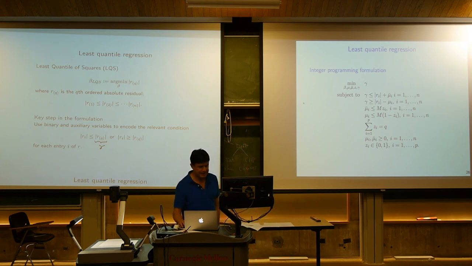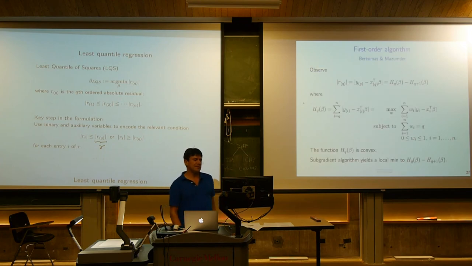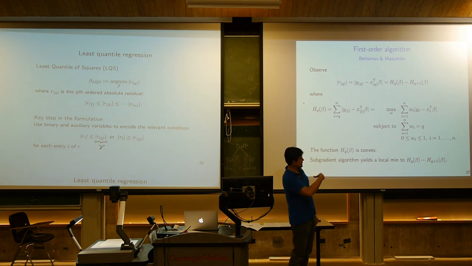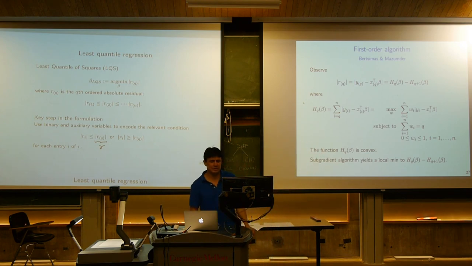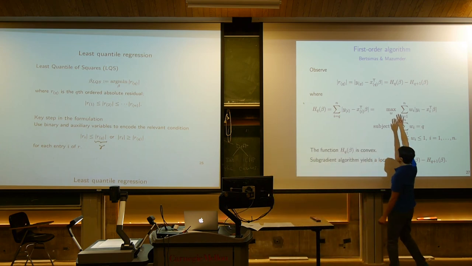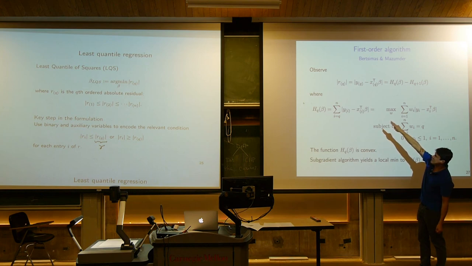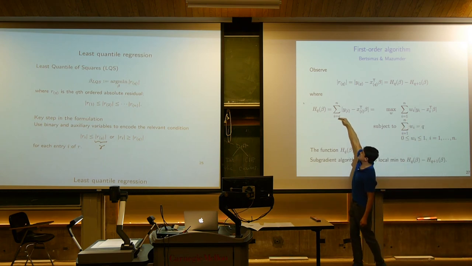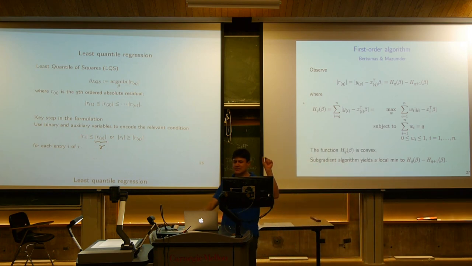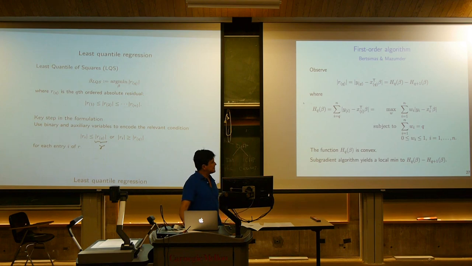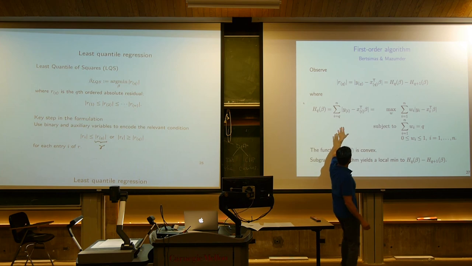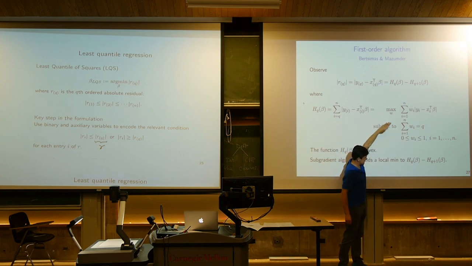But this is, in some sense, the gist of the integer programming model. Now, just the same way as before, we can essentially come up with a first-order algorithm for producing good solutions to the problem. In this case, the formulation is based on a different observation. Observe that the absolute value of the qth order residual can be expressed as the difference between these two quantities, where HQ here is the sum of the Q and above residuals. If we look not just at the Qth residual, but the sum of the Q largest residuals, that actually can be expressed as a linear program. So that is nicely manageable.